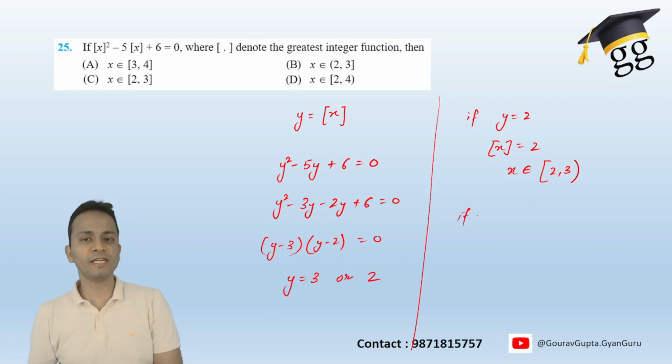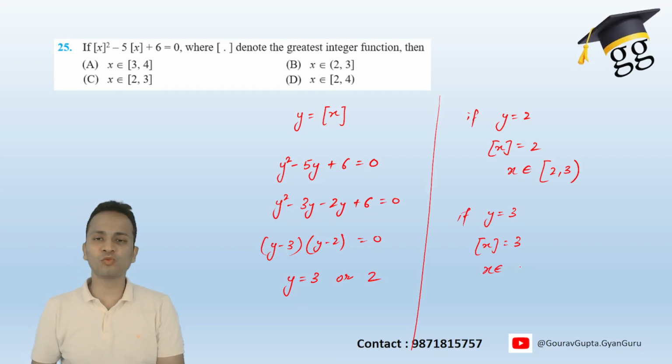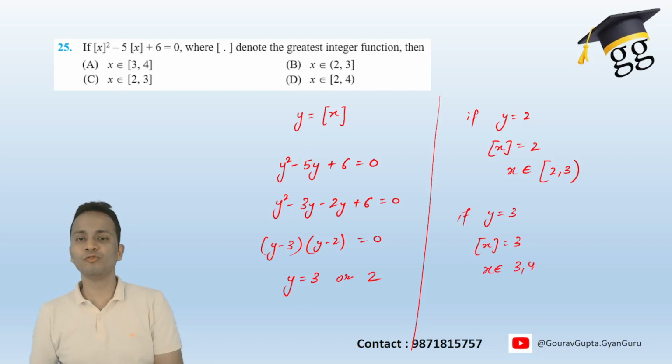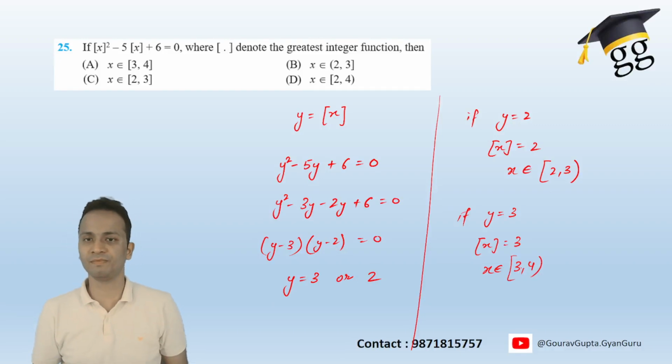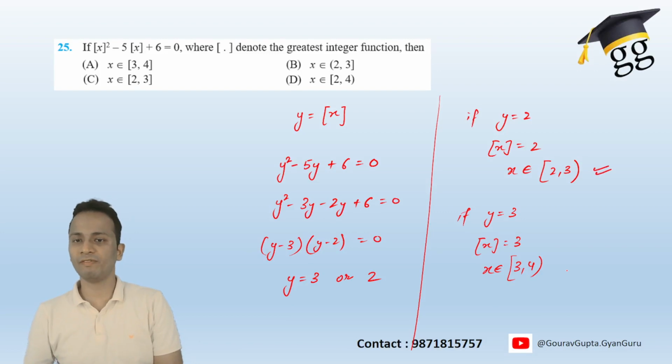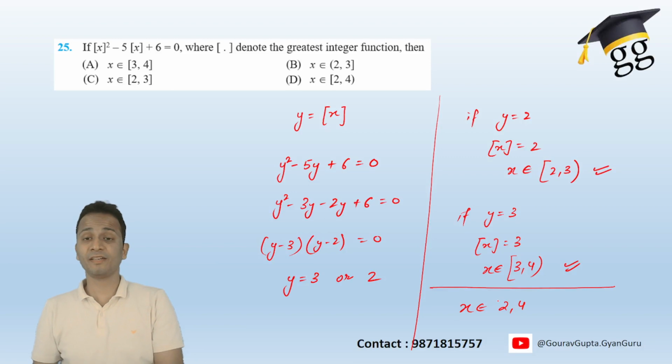Now similarly, for the next value of y, if y is equal to 3, then the greatest integer function of x is equal to 3, and in a similar manner, x will belong to [3, 4), all the values starting from 3 up till 4, but 4 will not be included and 3 will be included. Now if I combine these two ranges of x, you can say that x will belong to [2, 4), all the values from 2 up till 4, where 3 is included in the second range.